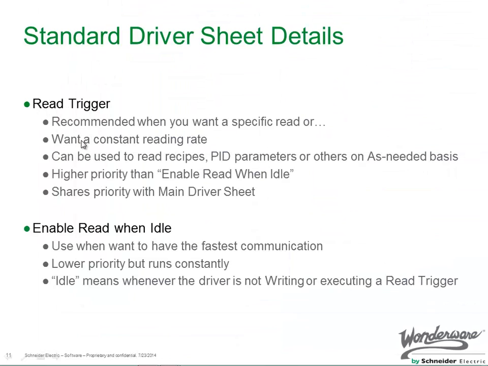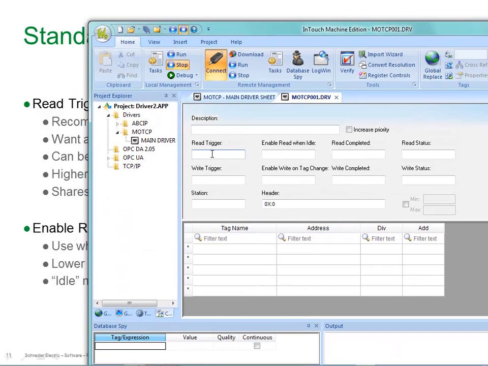The read trigger is recommended when you want a specific read or want a constant reading rate. So you would put a tag in here that you would toggle, and you would cause it to read, as opposed to just happening at a particular scan frequency. You could tell that to happen once per day or once per hour, or whatever the case is, or just on demand when you wanted it. So you get to do that.